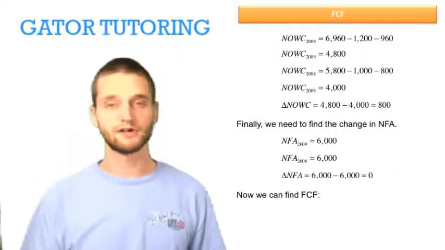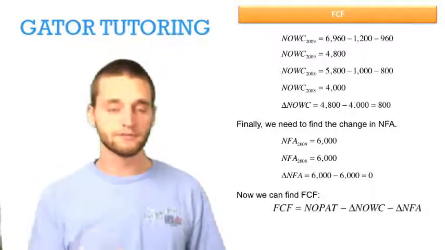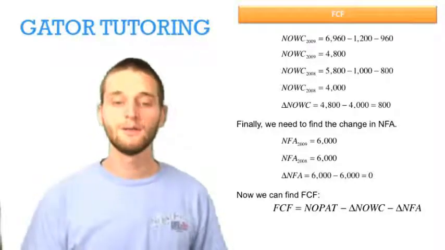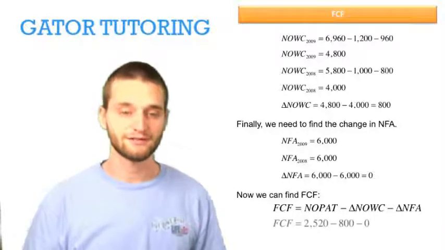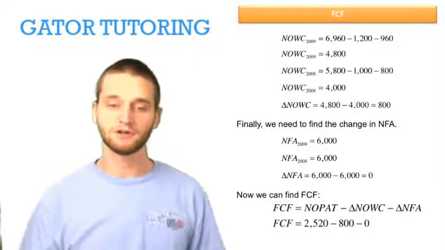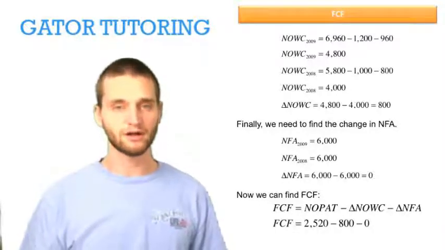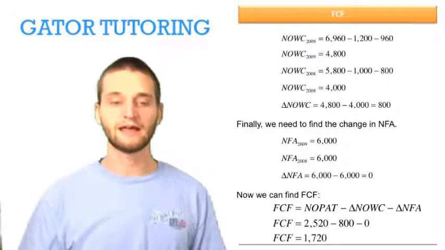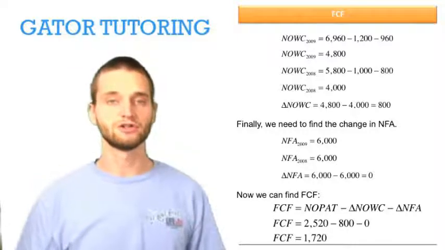So now we can find our free cash flow. Remember, free cash flow is NOPAT minus the change in net operating working capital minus the change in net fixed assets. So our NOPAT was $2,520, our change in net operating working capital was $800, and we had no change in net fixed assets. That gives us a free cash flow of $1,720.